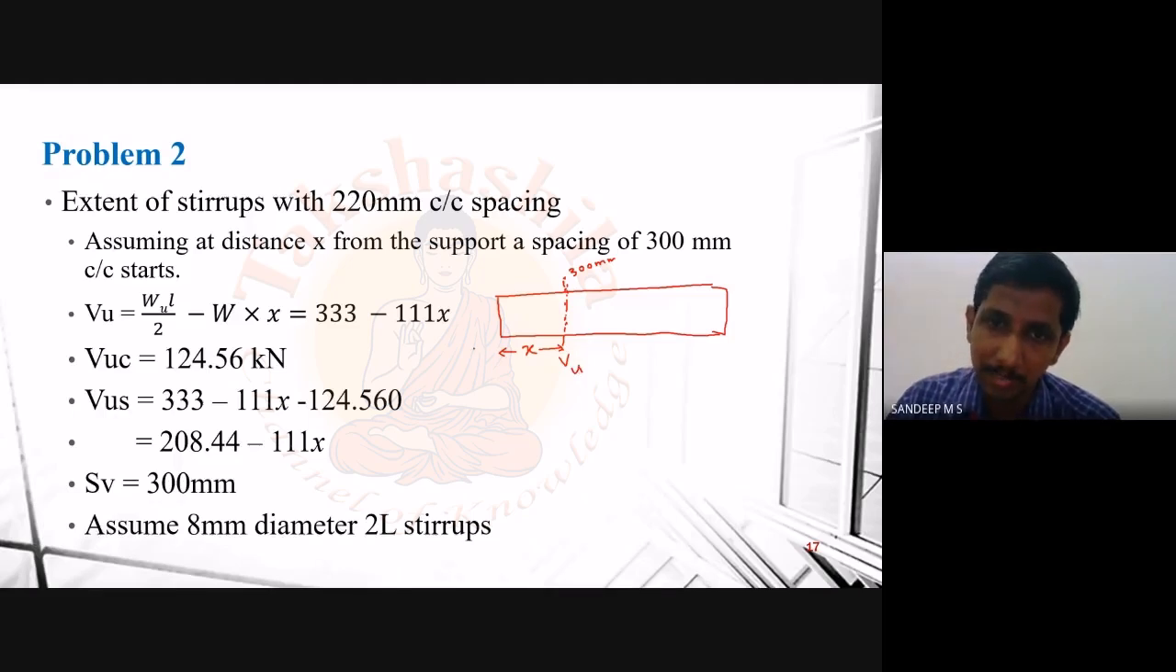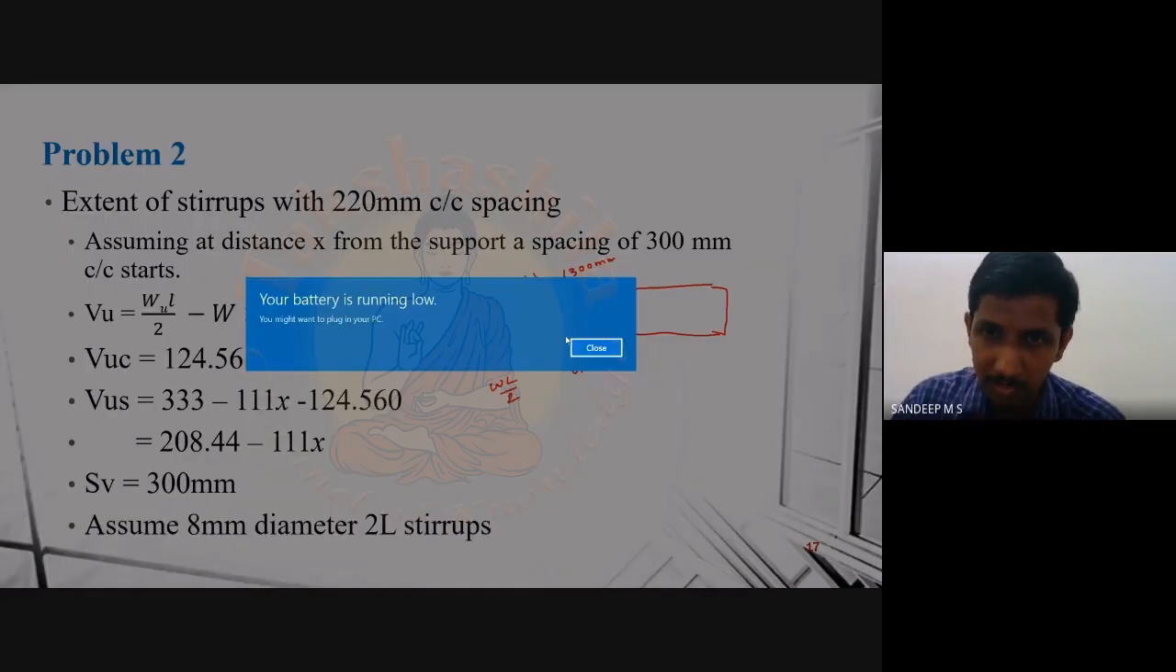Okay, how can I find this? I know that I have a support reaction here which is equal to WL by 2, and in this beam the UDL is acting throughout the span. Since I am interested in this section, I have to consider the UDL acting up to this section. So this will be W.